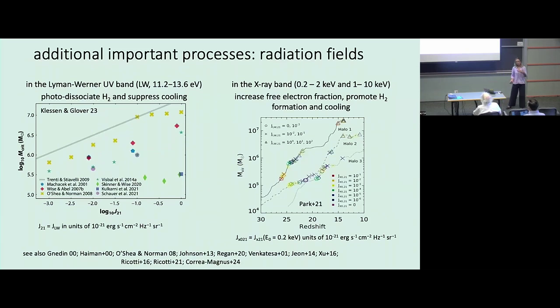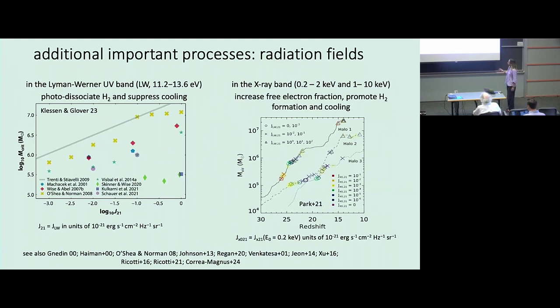So there are also additional important physical processes related to the effect of radiation fields early on, such as the Lyman-Werner UV background. We have heard about this in some talks yesterday. As you increase the Lyman-Werner background, you photodissociate molecular hydrogen and suppress cooling. So this, of course, leads to an increase in this critical mass. Here you see the critical mass as a function of the intensity of this UV background in these strange units that you will probably keep seeing in the rest of the session.